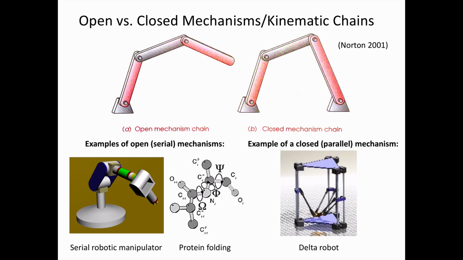Here's an example of a closed or a parallel mechanism. Here's a delta robot where the end effector is in the middle at the end of the 3 links in the middle of the structure. And as we move the outer ends of the links up and down, we can change where the end effector is. And because it's a closed system compared to an open system, these generally have greater structural rigidity.